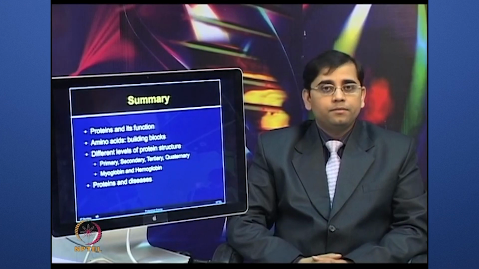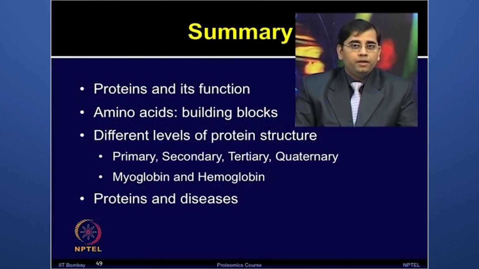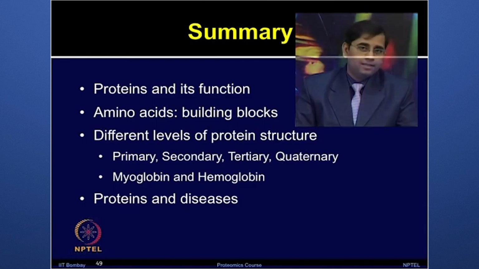So, in summary, today we talked about proteins and their function. We refreshed our concepts on amino acids, which are the building blocks. We have talked about different levels of protein structure: primary, secondary, tertiary and quaternary. We discussed in a little more detail myoglobin and hemoglobin, the model proteins, and then briefly we touched upon the significance of studying proteins and how their malfunction may result in various diseases.